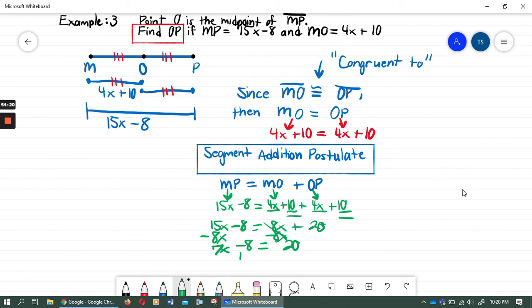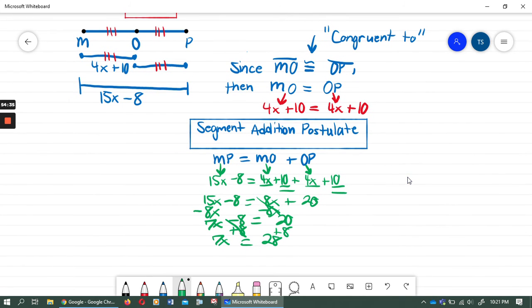Let's get all our constant terms on the opposite side of the equation. Let's add 8 to both sides. That's going to leave us with 7x on the left side and 28 on the right side. The only other thing left for us to do to finish solving is to divide by 7 here.